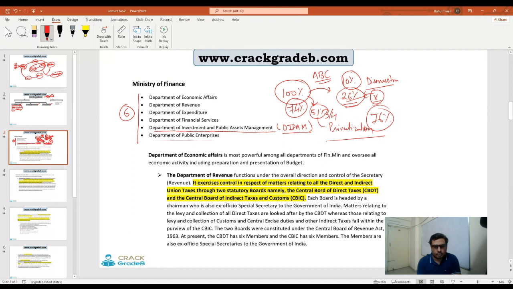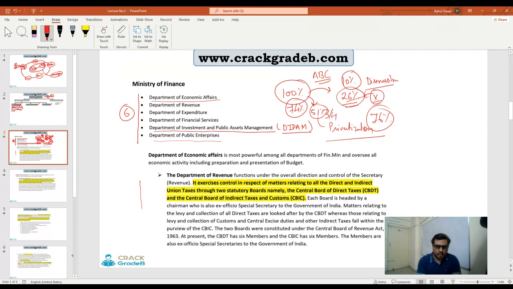Another is the Department of Public Enterprises. All the government companies come under this category, right? I'll explain in detail, but before going to this part, first try to understand the role of the Department of Economic Affairs.